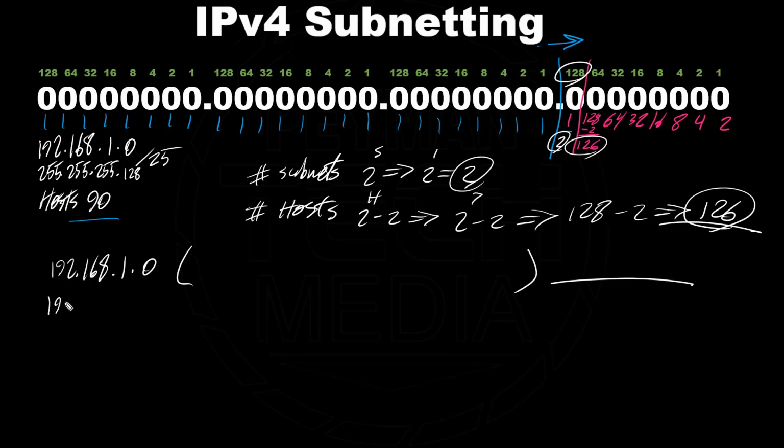So here we have 192.168.1.128. If we continue incrementing by 128, we will have 192.168.1.256. And again, I used a different color. 256 not valid. So these are our 2 subnets.